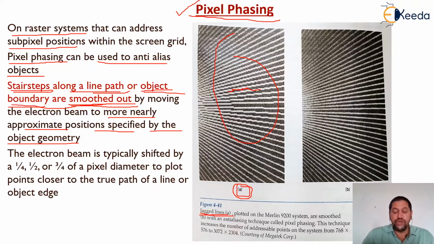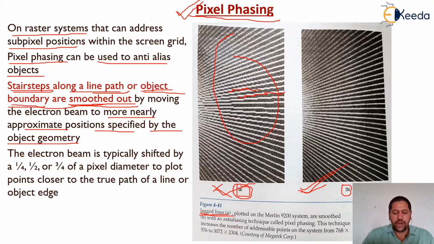After applying the pixel phasing method, we have reached diagram B. The staircase effect and jagged lines that were there are now removed. So this is a more appropriate and accurate result with the help of pixel phasing. This other diagram is without applying any super sampling or pixel phasing; it is not the correct diagram and has so many problems. All of these are removed with the help of pixel phasing.